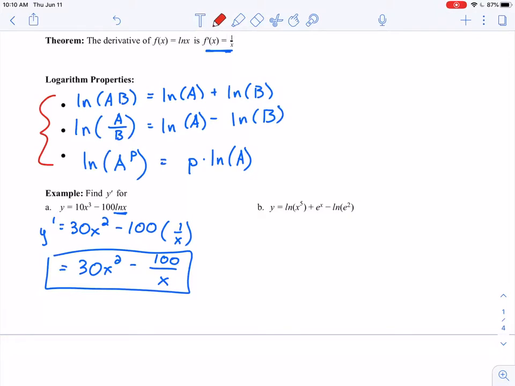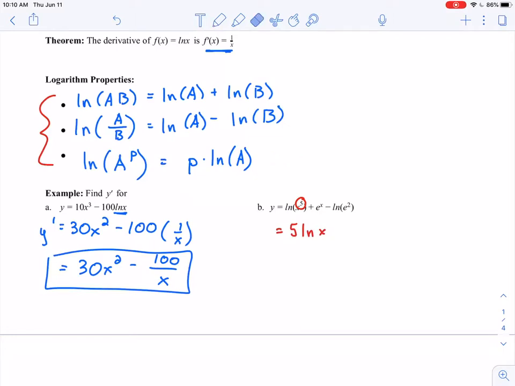So I'm going to look, well, if I have x to some power, that looks an awful lot like this third property right here. This looks an awful lot like x raised to some power. So what happened to that power? What can I do with it? Well, I can bring that power, I can rewrite it as a factor. I can say, well, this says the same thing as 5 times natural log of x.